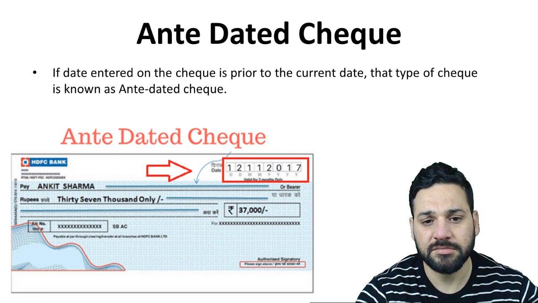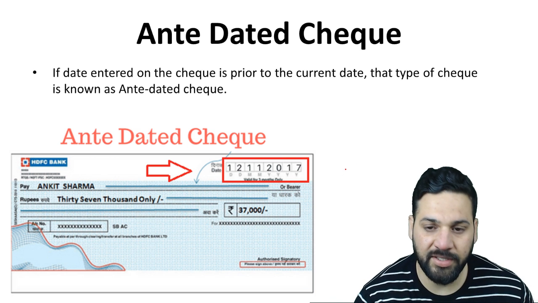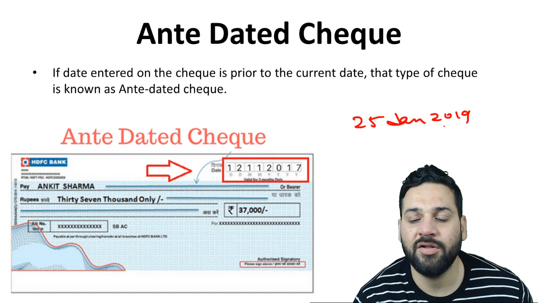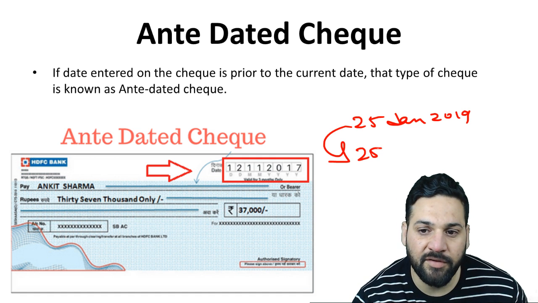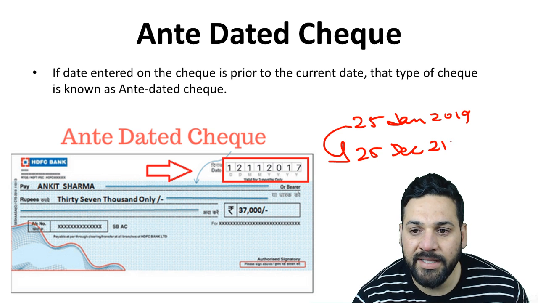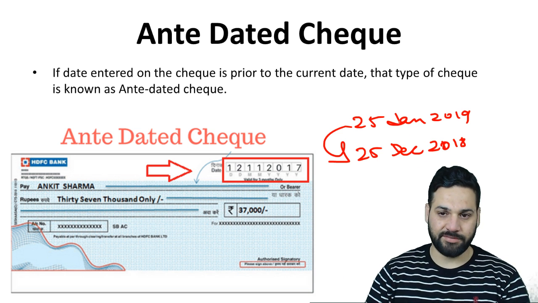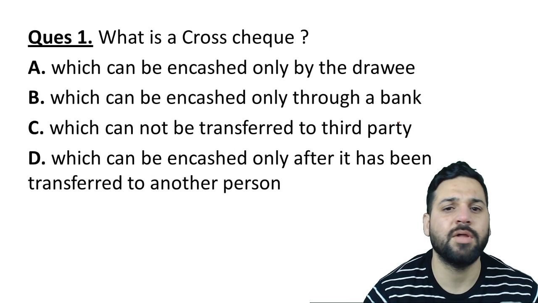Antedated check: let's say today is 25th of Jan 2019, and on the check I made a date of, let's say, 25th of December 2018. So that is an antedated check. Okay. Not that difficult. Now let's come to the questions.